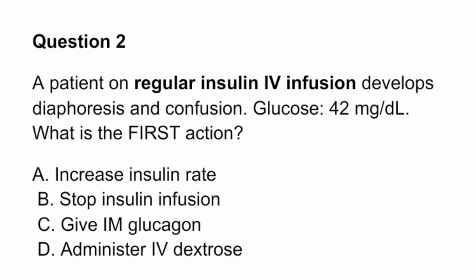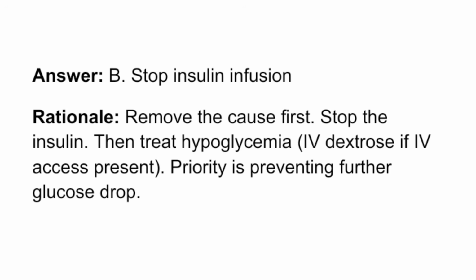Question 2. A patient on regular insulin IV infusion develops diaphoresis and confusion. Glucose is 42 milligrams per deciliter. What is the first action? A. Increase insulin rate. B. Stop insulin infusion. C. Give IM glucagon. D. Administer IV dextrose. Answer: B.